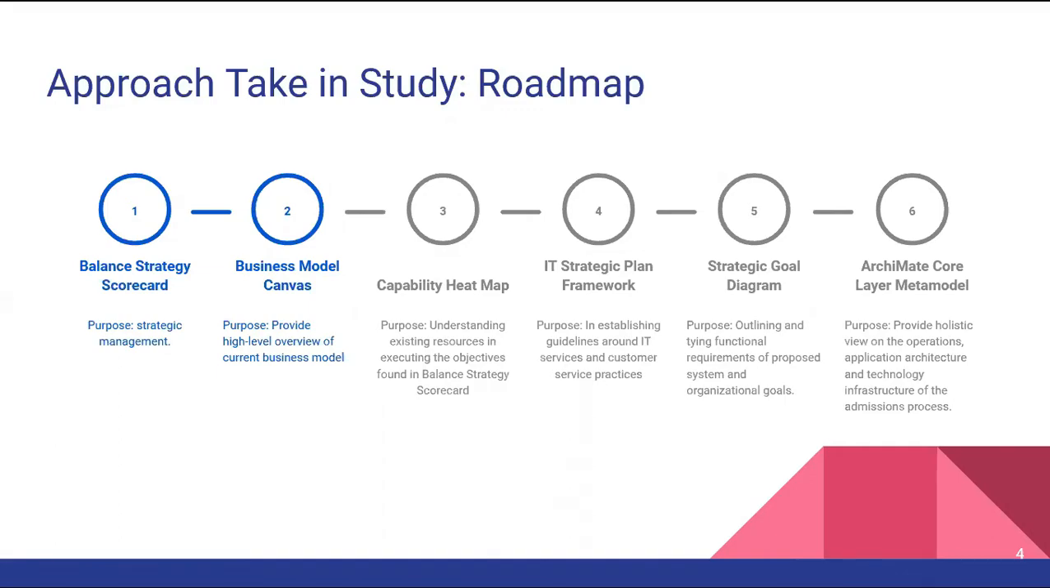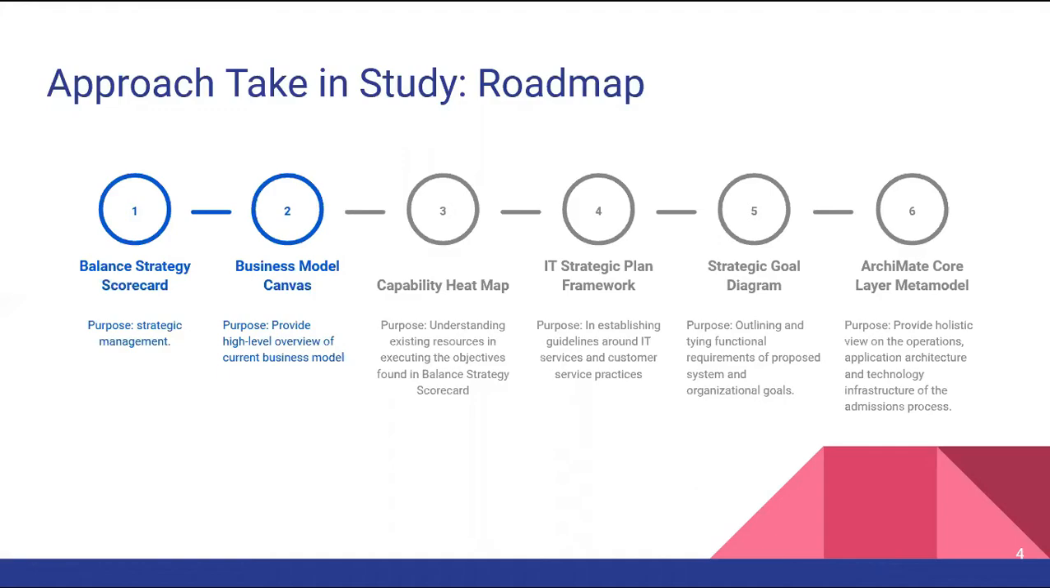The roadmap shown here breaks down the various model techniques. In the organizational architecture section, the Balanced Strategy Scorecard was used to outline strategy management of U of T's enrollment services, in specific clarifying enrollment services visions to develop a better understanding of enrollment services internal process.